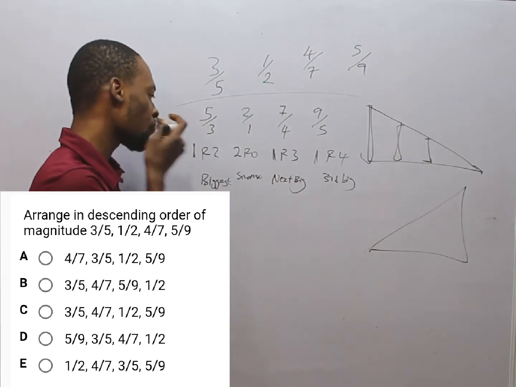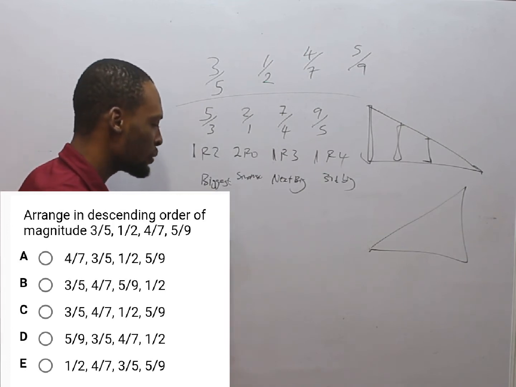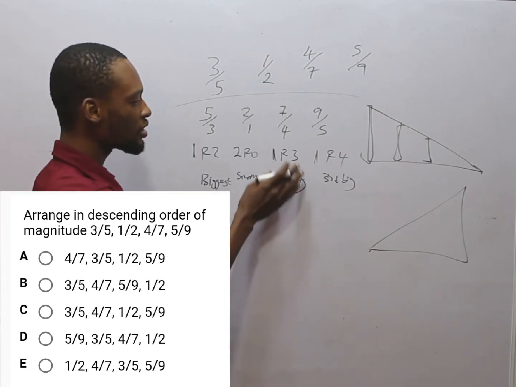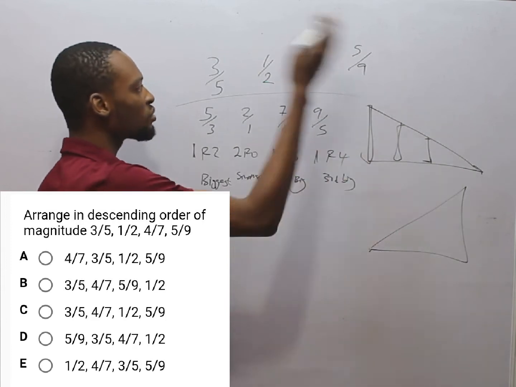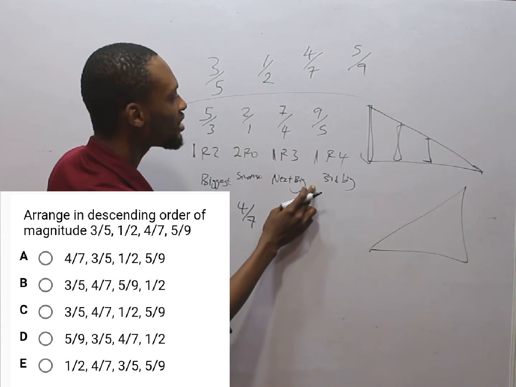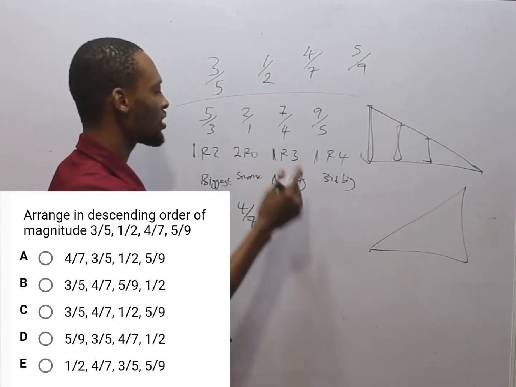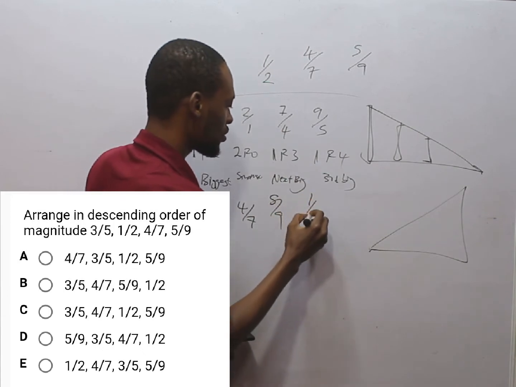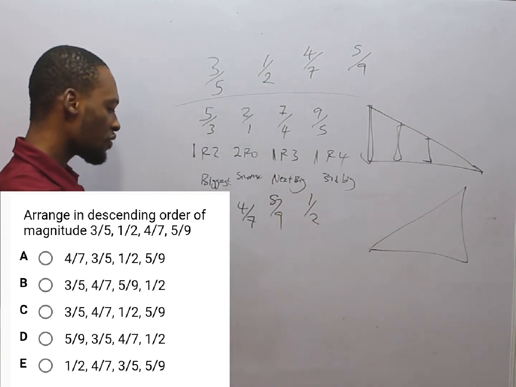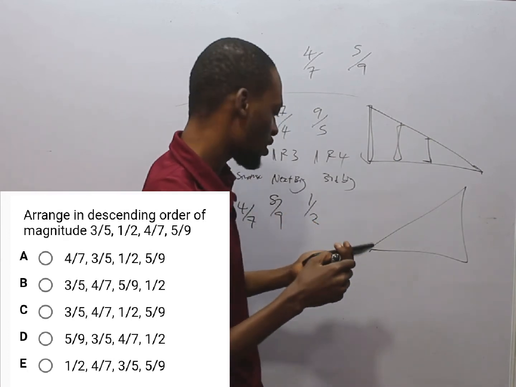What do you now do? Since this is the biggest, you invert them back. 3 over 5 is the biggest. What is the next biggest? This one is the next biggest, so we take it to the original, 4 over 7. The third biggest is what? 5 over 9. And the smallest is 1 over 2. So 3 over 5, 4 over 7, 5 over 9, and 1 over 2.